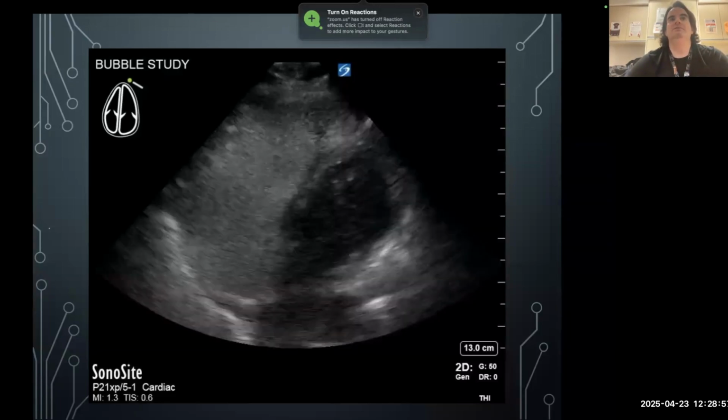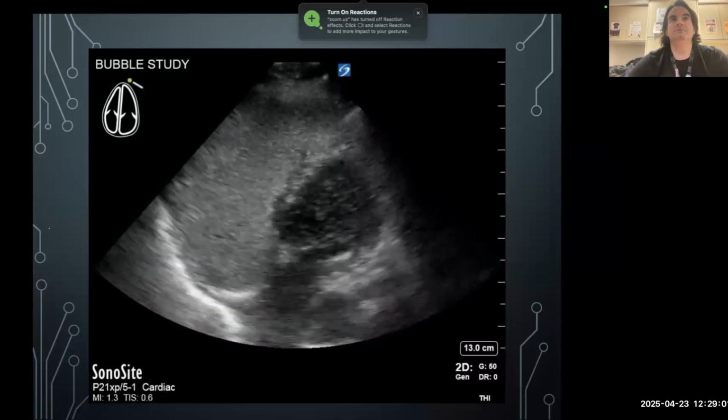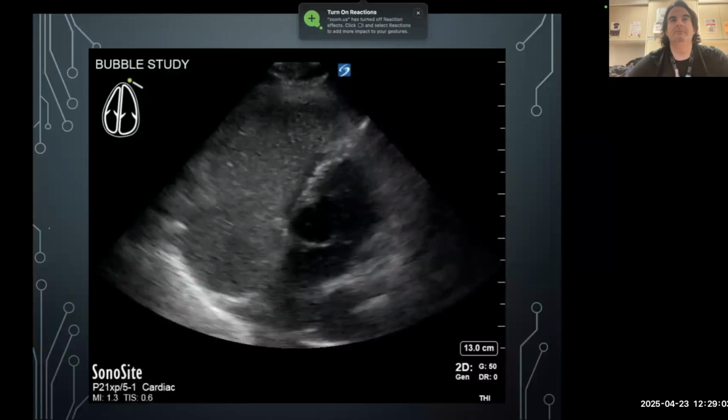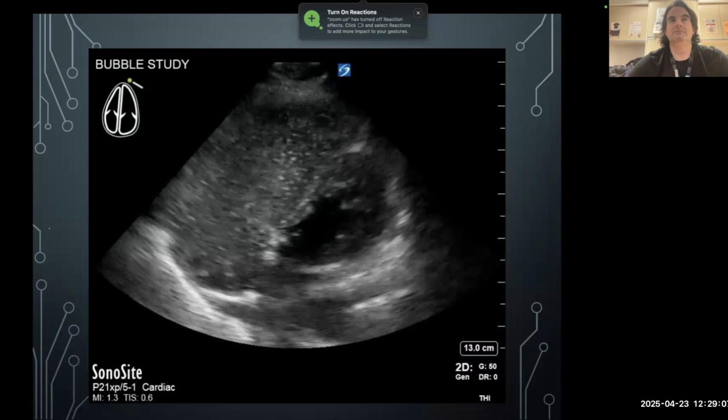The other quick teaching point about this, guys, is that you can clearly see that the RV and the RA are dominant in this view. So it suggests that the pressures are actually higher on that side. And what ends up happening is then you'll have right to left shunting.